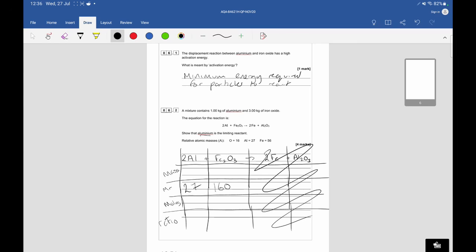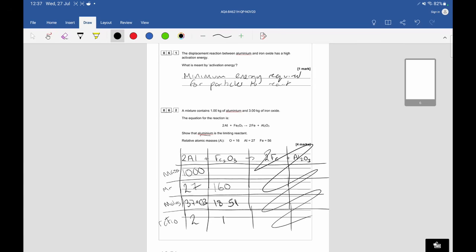Either way, we can use either of those two to work out the amount, because all we're going to show here is that you have not got enough of one of these substances, by working out how much it would actually react with. If we go with our aluminium, we've got a kilogram, which is 1,000 grams. With 27 as the molar mass, we do 1,000 divided by 27, which means we've got 37.03 moles of this substance. And we know it's a 2-to-1 ratio. So 37 moles of that should react with half that amount, and 37 divided by 2 is 18.51.